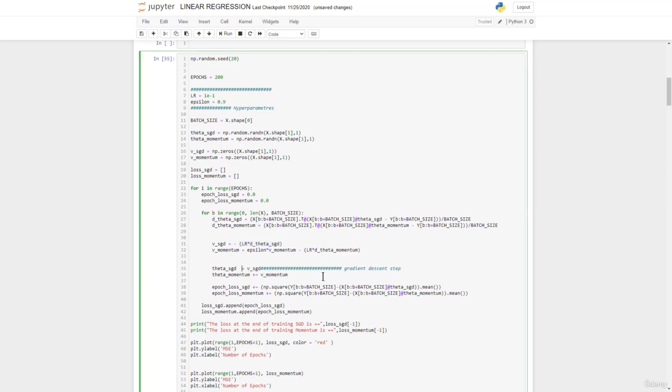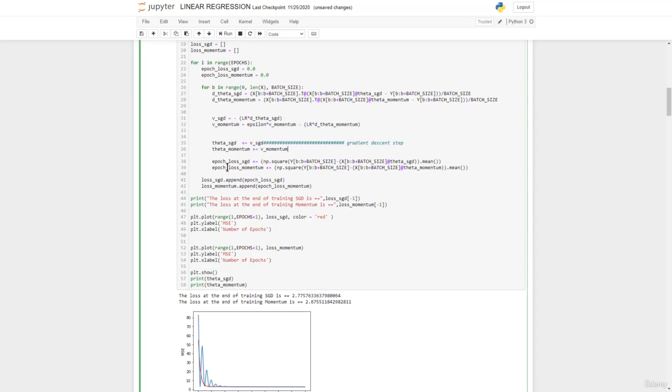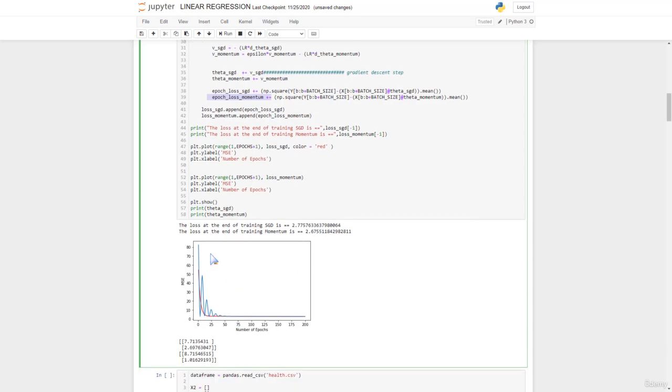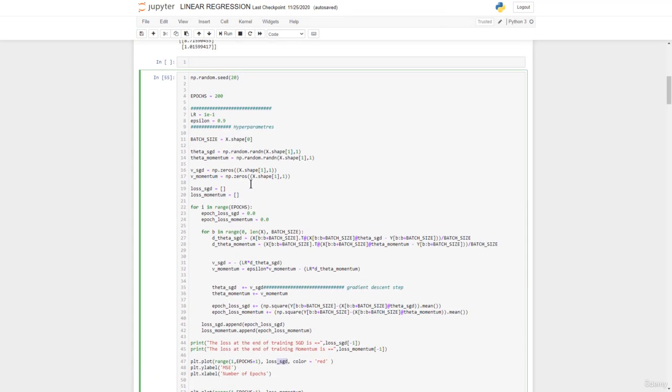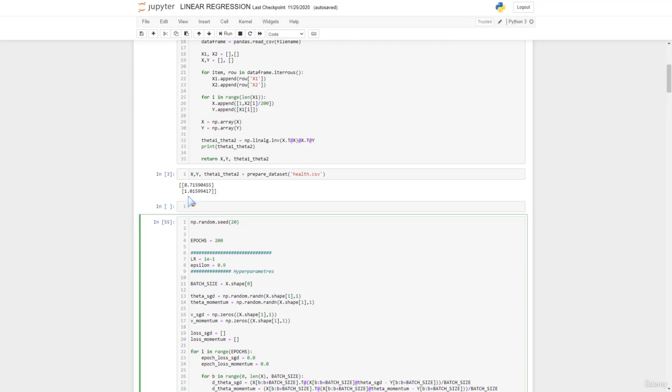Let's take some steps back. We had this 200. Now that we have that, we also have the epoch loss SGD and the epoch loss momentum, which is the same. And then we can simply plot for when working with SGD and when working with momentum. We've changed the color to red for SGD, and for momentum the color is blue. We recall that the optimal solution is 8.71 and 1.01.